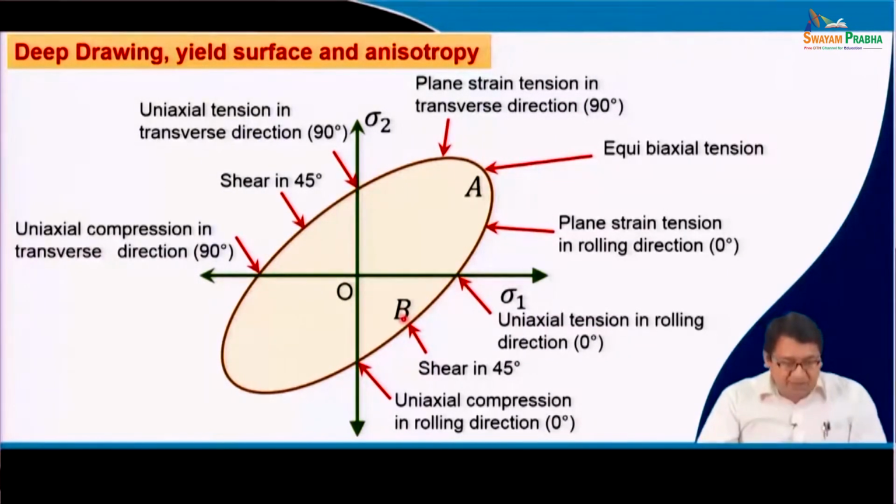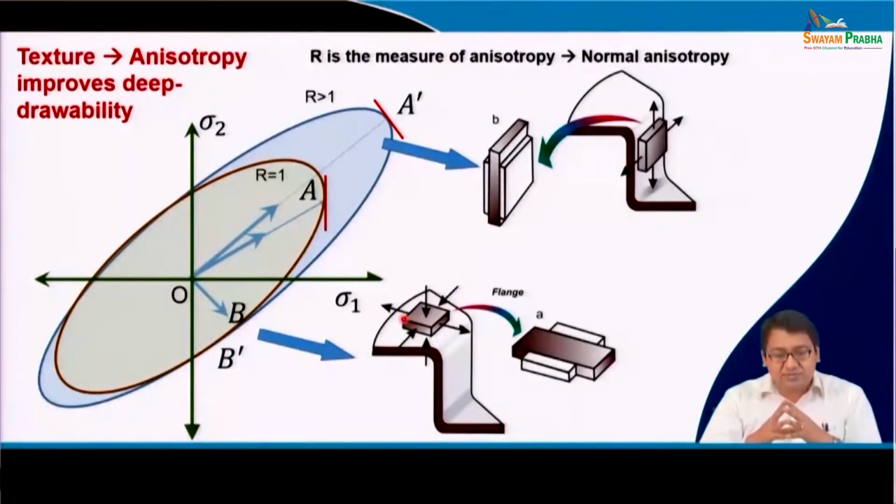So, you see that when we look into the deep drawing issue, there are two important positions that we should look at. The one is the flange area, where in one direction it is tensile and in another direction compressive, and the cup wall, where it is tensile in both directions. So, how is anisotropy actually related to this?